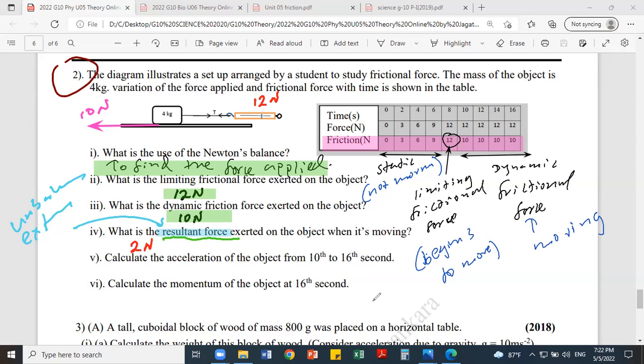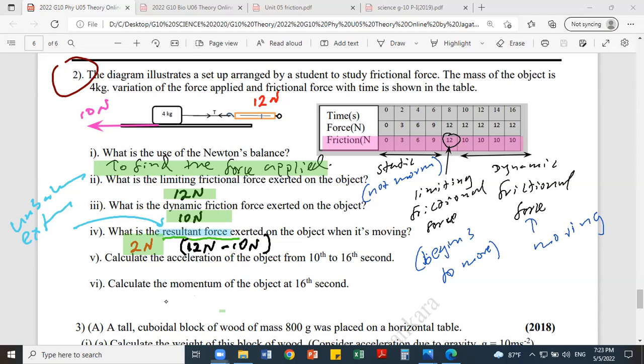Please raise your hand if you got the answer 2 Newton for this part 3, the resultant force when it is moving. How did you get 2 Newton? The force applied is 12. Look at the table in the diagram. 12 minus 10. Very good, those who had done it. Excellent. 12 Newton minus 10 Newton. That's how you get the answer 2 Newton.